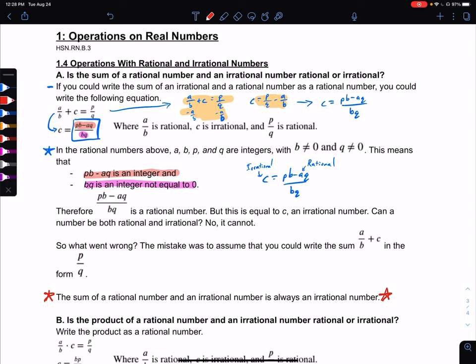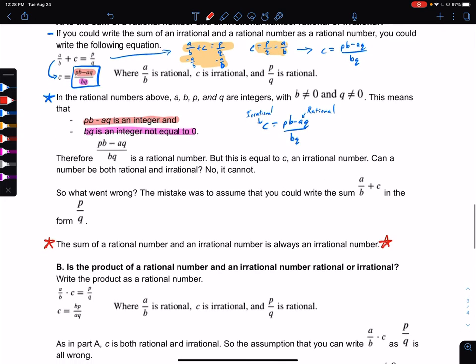Hopefully you kind of grasp that. It might take a couple times through the video or reading through this example a couple times before you really fully grasp that, but you'll get it. All right, and again, we're looking for the idea of what's going on when we're adding and subtracting these numbers.